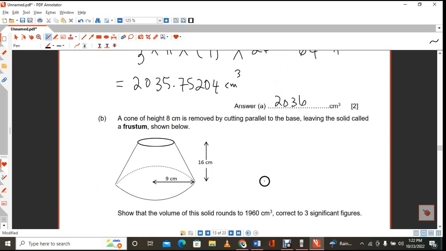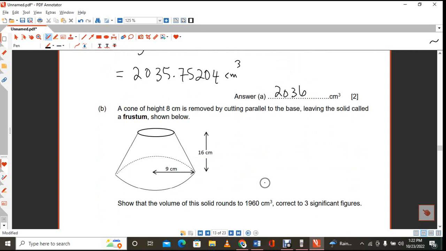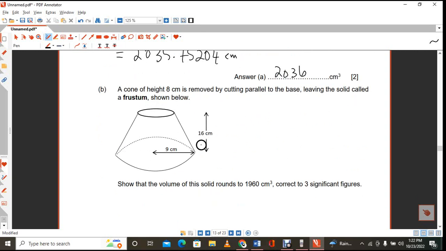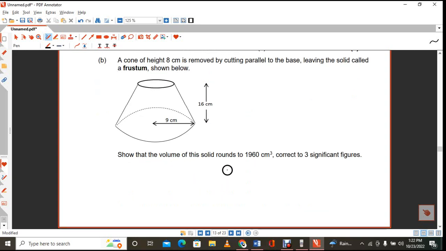A cone of height 8 centimeters is removed by cutting parallel to the base, leaving the solid called a frustum. This is the frustum shown below. We're now supposed to show the volume.